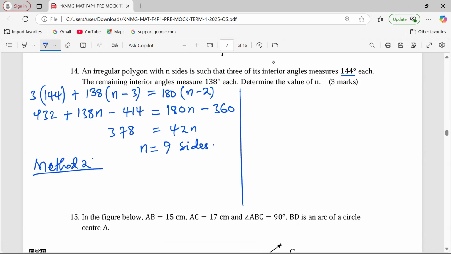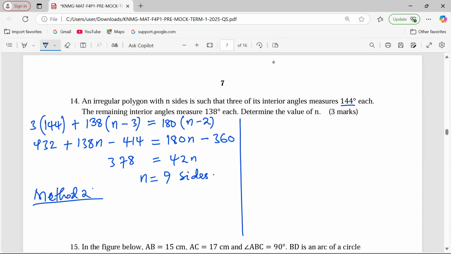Method 2. With method 2, we can say that for every interior angle, there is always a corresponding exterior angle, whereby if the two are added, they give us 180. At the point where interior angles are measuring 144, there is a corresponding exterior angle measuring 180 minus 144, 36. Then for the others measuring 138, when we subtract 138 from 180, we get 42.